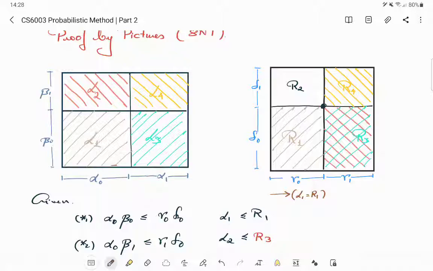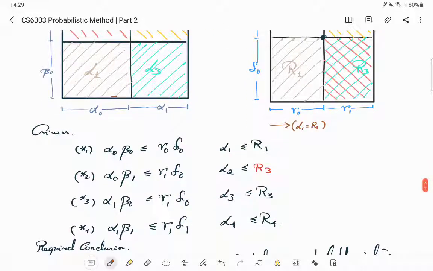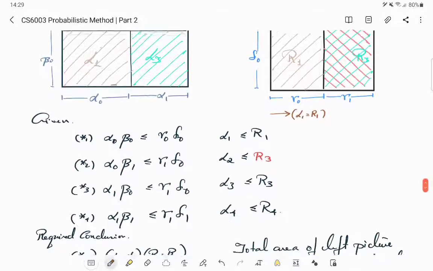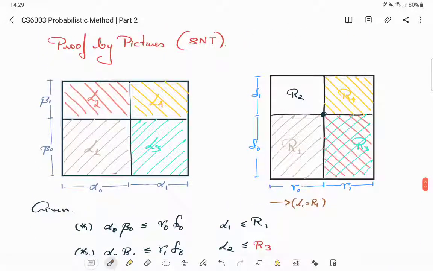Now this does not affect any other inequality, right? Why? Because nothing else changed, only R2 and R1 changed, but R2 does not figure in any inequality. R2 does not figure in any of these four, so this hasn't affected the premises. This has reduced the total area of this rectangle, but if we can prove the claim with the smaller rectangle, it is true for the original rectangle, right? Because we are proving that this is larger than this, so reducing this and proving it is even better, okay.